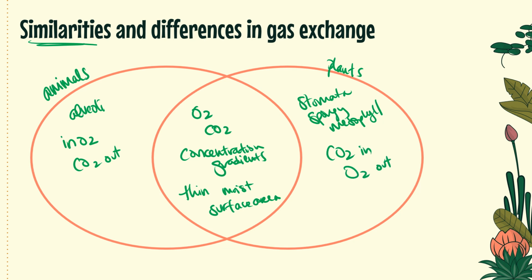In plants, we're going to be able to pause gas exchange by closing off those stomata with their guard cells when we want to prevent water loss. Animals don't have this option. There is a continuous gas exchange. No pausing possible.